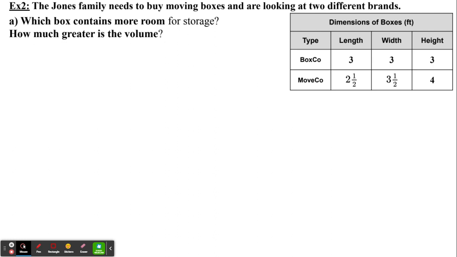Because if you're talking about the room inside of something, that's volume. The 2 companies that they have the option of are Boxco and MoveCo. If we find the volume for Boxco, it's length times width times height. Ignore the fact that the length is missing; you still need to multiply it. For MoveCo, it's also length times width times height, and then let's compare them.